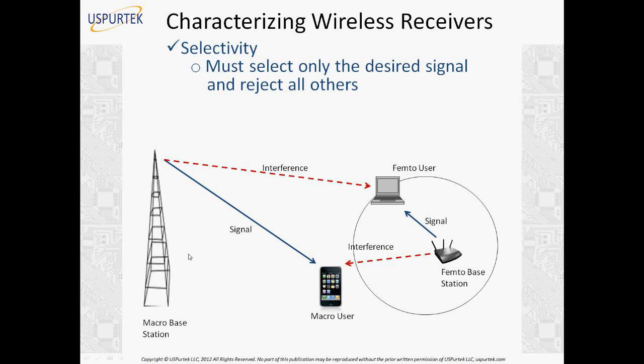Now, it is possible that when you are at the edge of the macro cell, the smartphone is receiving signals from both places. It is receiving the signal from the base station as well as from the femto base station. So the one coming from the femto base station is interference for this particular smartphone. This is the signal. And for a PC inside the femto cell or at the edge of the femto cell, the signal coming from the macro base station is interference, while the signal coming from the femto base station is the signal. So you must be able to distinguish between the two, which one I am looking at. Do I need the signal from the base station or the femto base station?